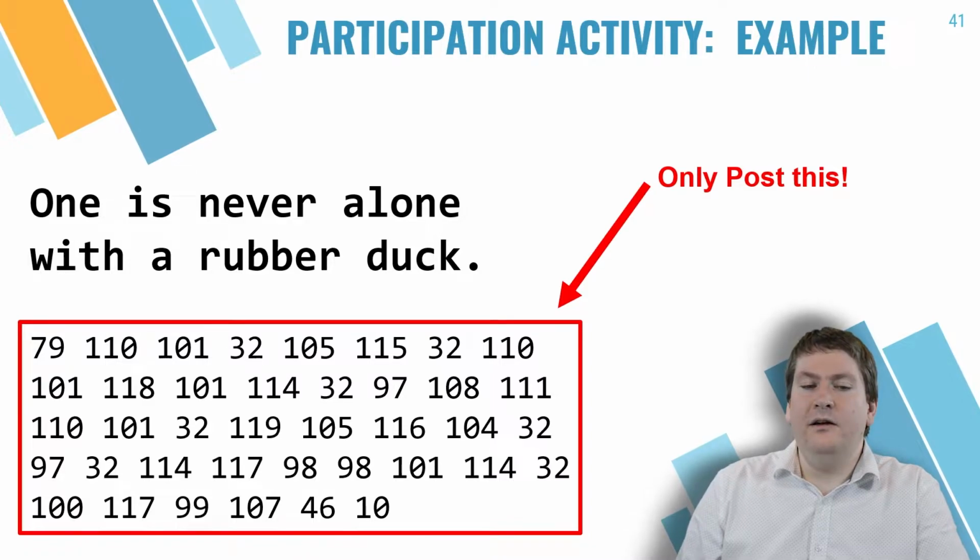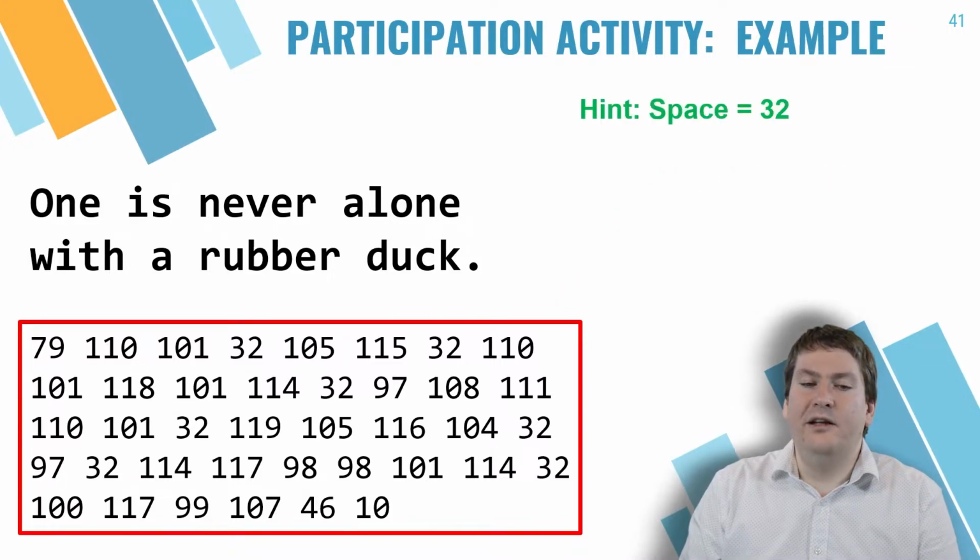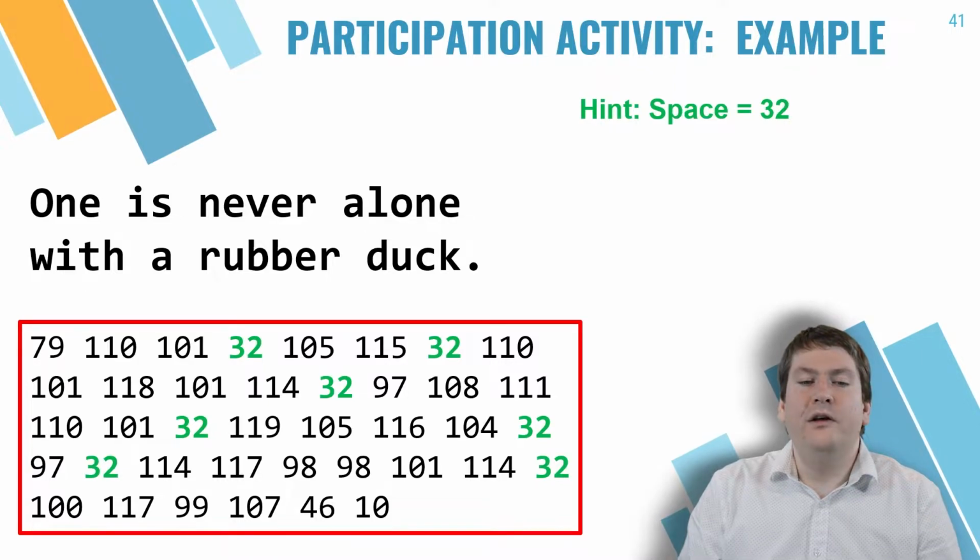Now, a few hints here. These are types of questions I usually get from students, things like, well, what do I do if there's a space? Do I add extra spaces between the numbers? And the answer is no. The ASCII table does have a character for spaces, and that is 32. So wherever there's a space, you should have the number 32.